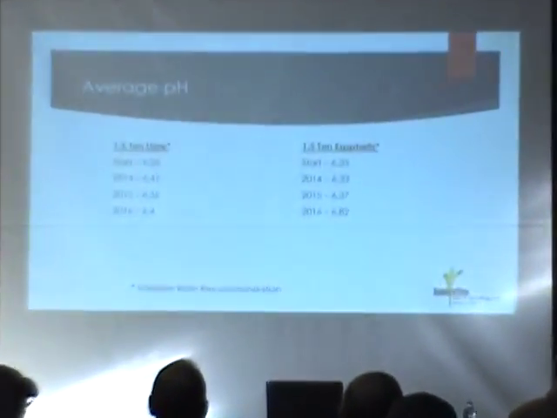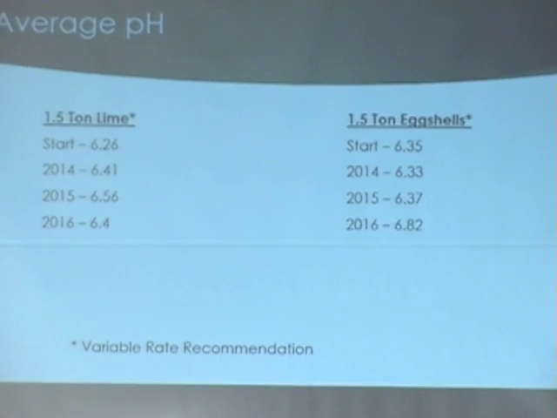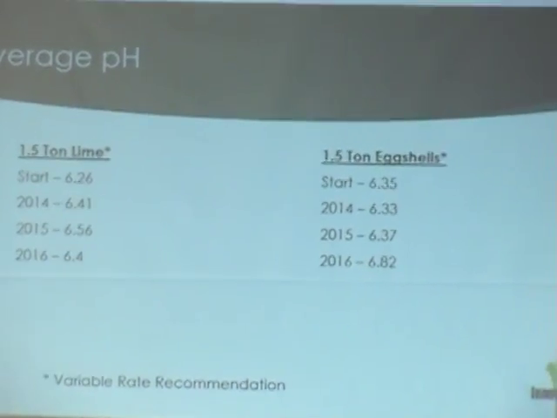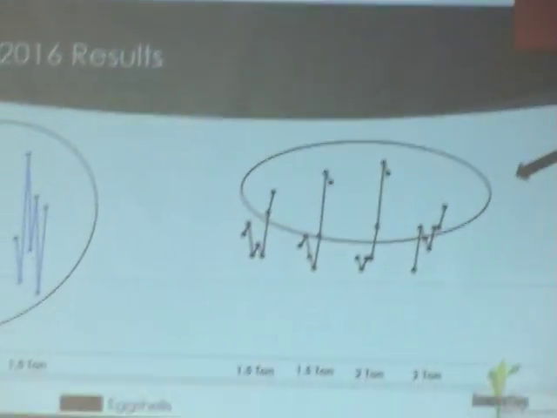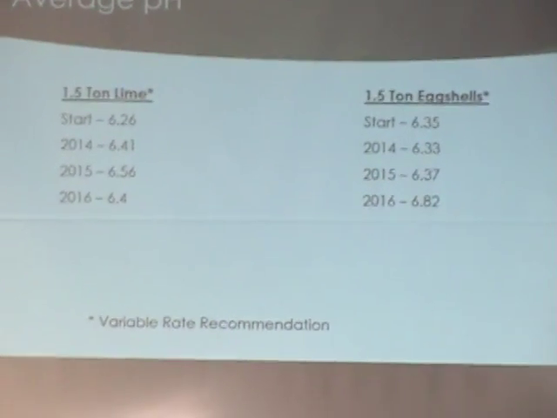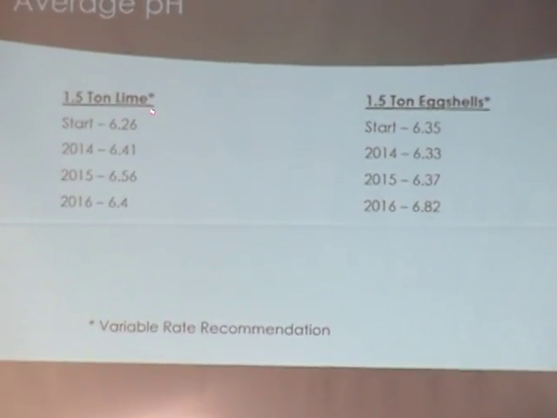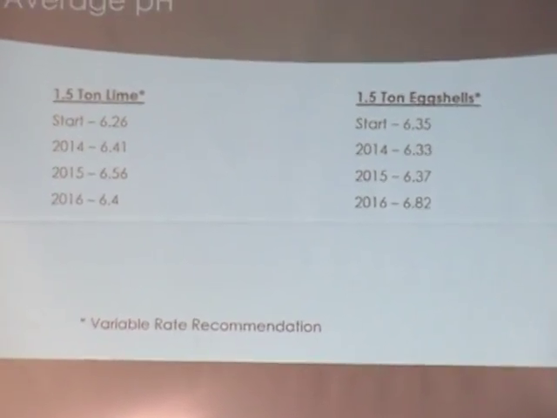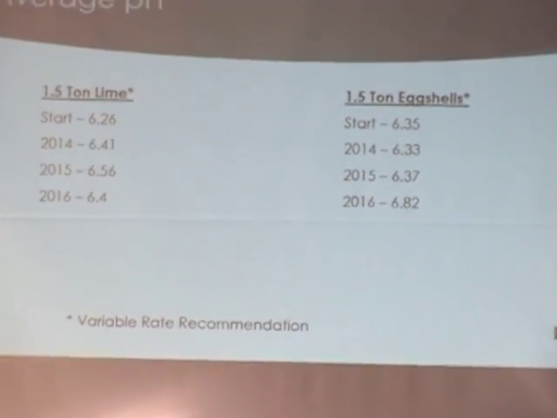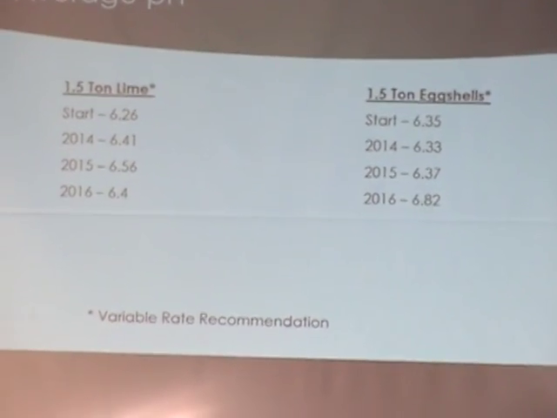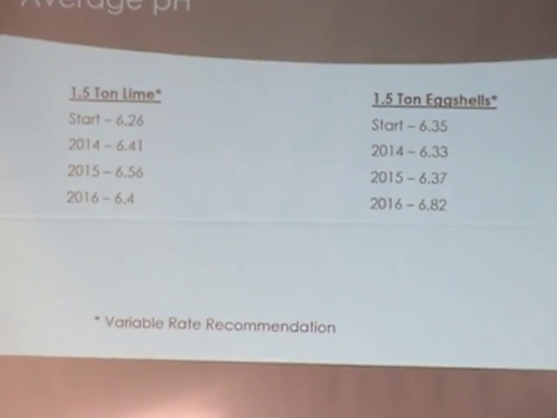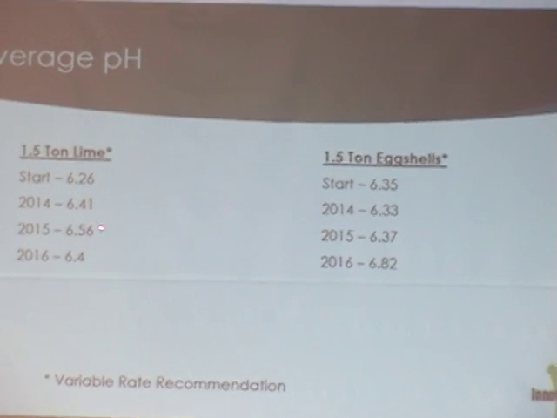So then our next slide, here's the averages. Like I said, averages really don't speak volumes because in this 6.4 average of the lime, you have a lot of that inconsistency in there. So just for averages, on that 1.5 ton lime application, we started at a 6.26 pH, and you can see it did respond right away, whereas eggshell, it took a while, but now it is up to that 6.8, and that is that average. Where lime, it went up, and back down.